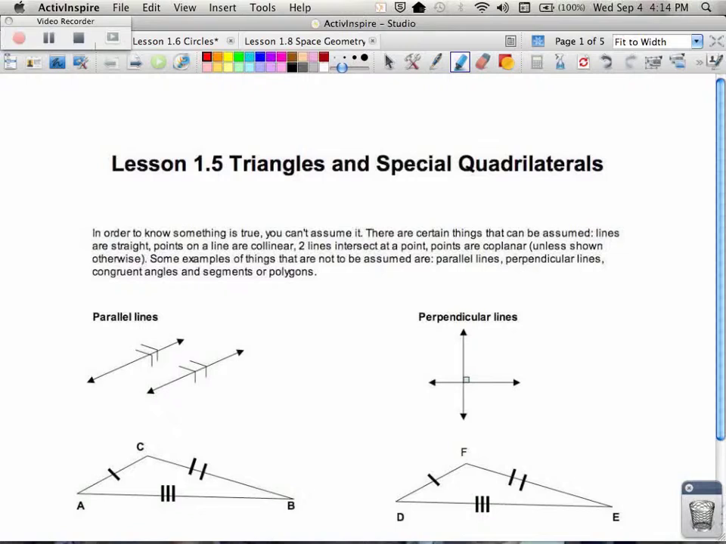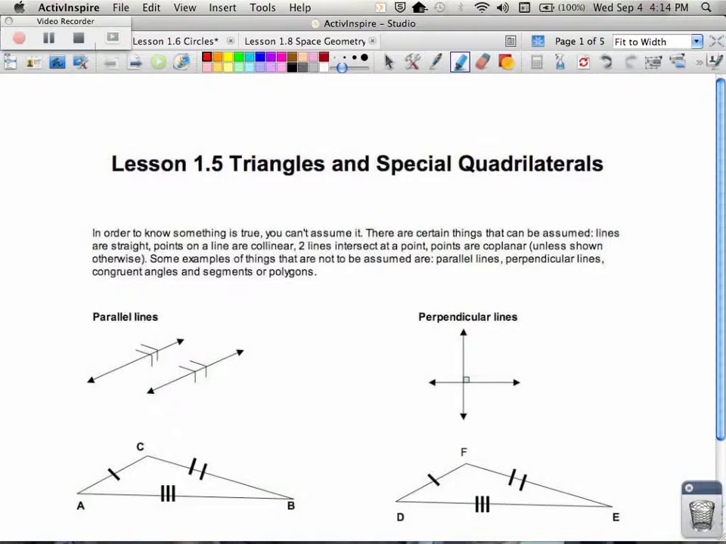You can assume that all points on a line are collinear, and that two lines intersect at a point, and that all points are coplanar unless shown otherwise. Some things that you cannot assume are parallel lines, perpendicular lines, congruent angles, and segments or polygons being congruent. You have to see markings.